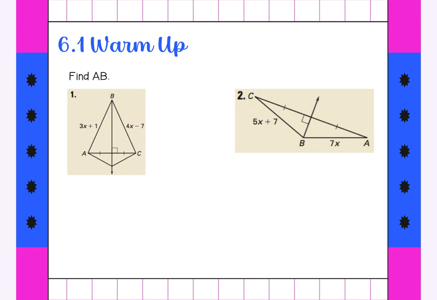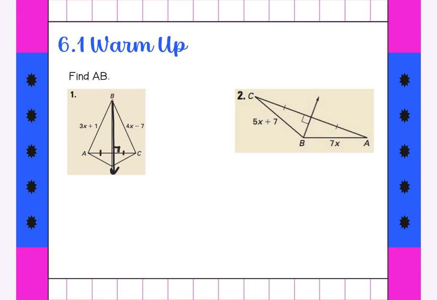All right, this video is going to go through the chapter 6 warm-ups. So in 6.1, you talked about the angle bisectors and the perpendicular bisectors. For number 1, this segment, or ray, is the perpendicular bisector because it's perpendicular and congruent.